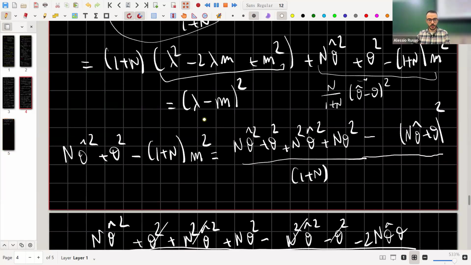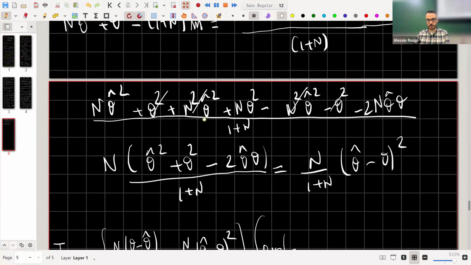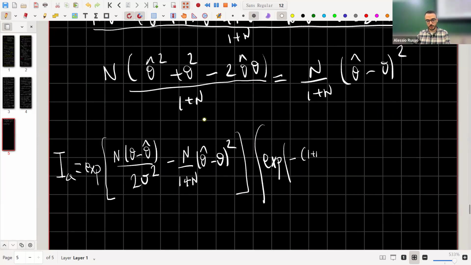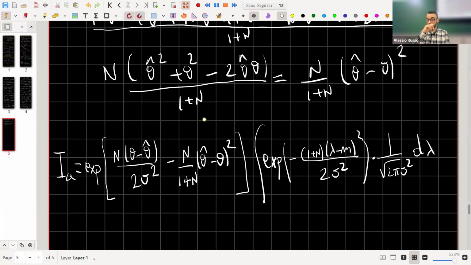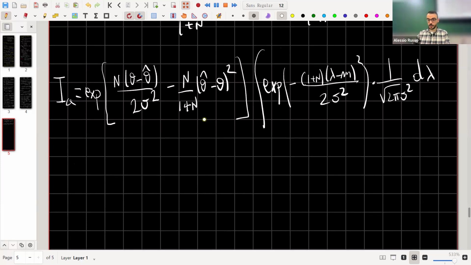what did we have here? We had 1 plus n lambda minus m squared divided by 2 sigma squared times 1 over square root 2 sigma squared. So we are almost done because this is like the density of a Gaussian. We just need to fix the variance term. So we can multiply and divide by square root of 1 plus n.